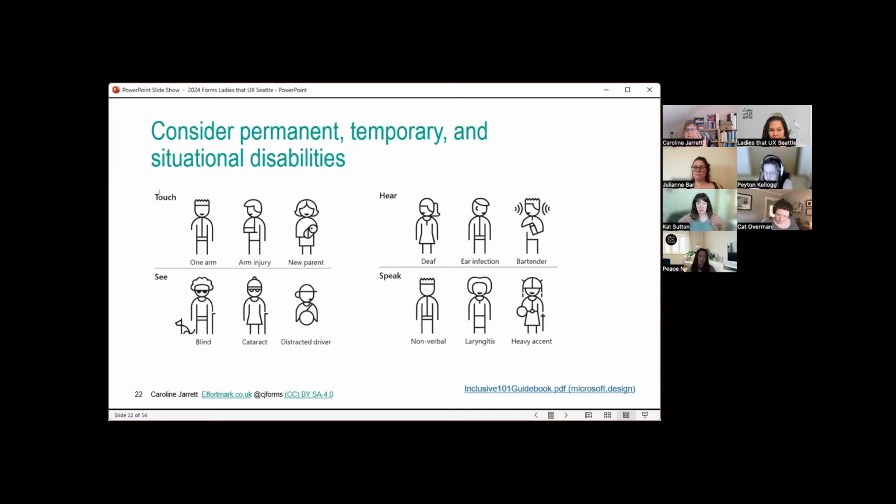So as I've seen in the chat, I put in a slide here to something I expect most of us might be familiar with, but I thought it was worth including as a slide. One of the things that would be quite handy for us to reference is the Microsoft Inclusive Design guidebook, which talks about permanent, temporary and situational disabilities.